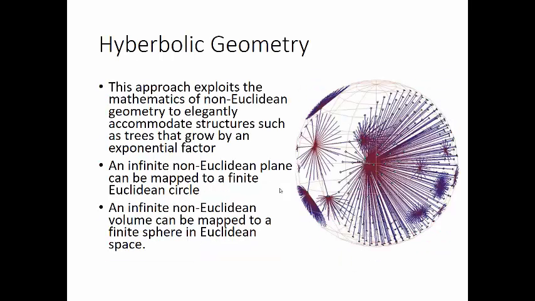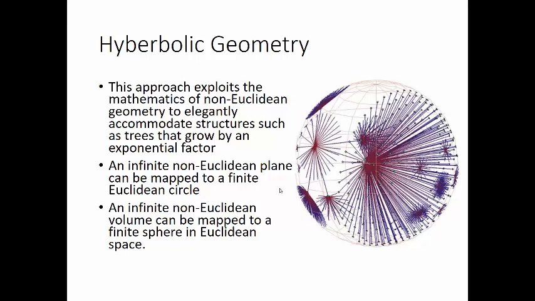Another technique is hyperbolic geometry. This is kind of related to the fisheye, but here this approach exploits the mathematics of non-Euclidean geometry to elegantly accommodate structures such as trees that grow by an exponential factor. So basically the idea is an infinite non-Euclidean plane can be mapped to a finite Euclidean circle, and an infinite non-Euclidean volume can be mapped to a finite sphere in Euclidean space.